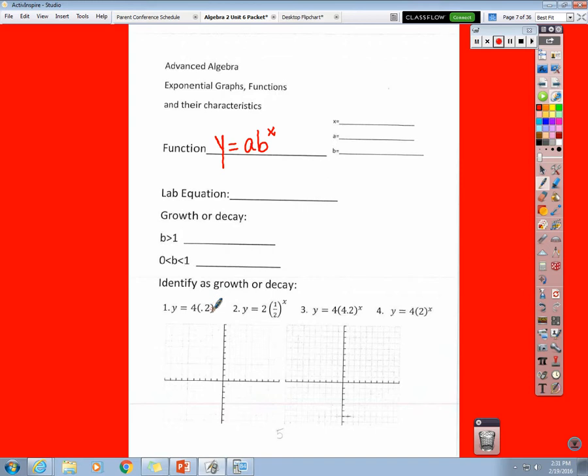Right. Now, sometimes you may see them write it with parentheses around the b. It's the same thing, though. You even may see them put a little dot for times in between them. It's all the same thing.